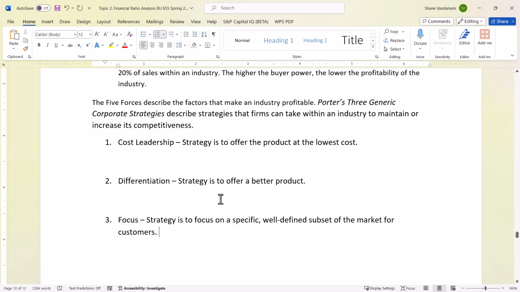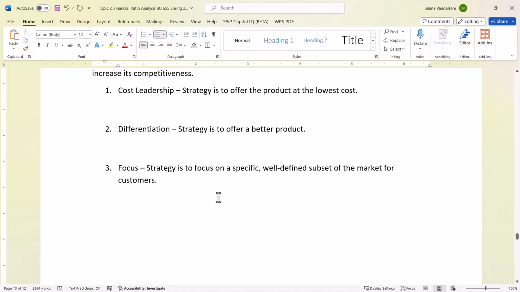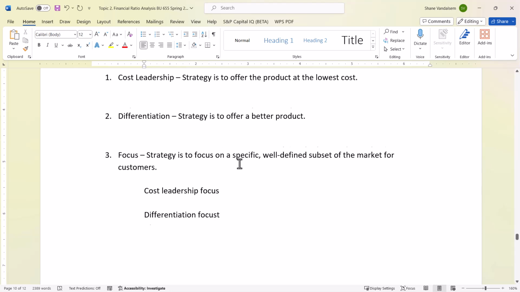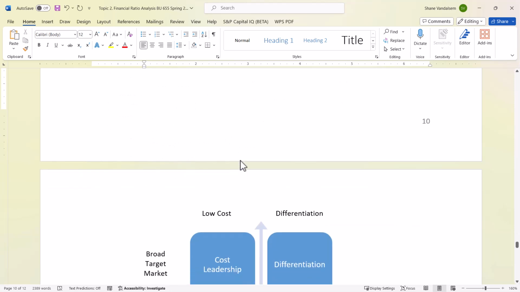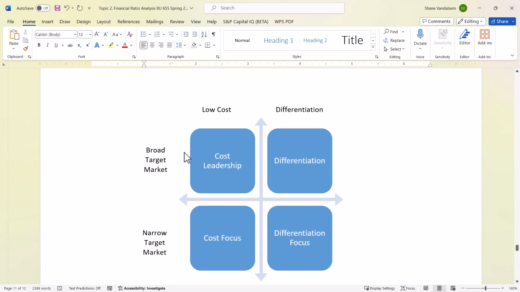Okay. So there is both a cost leadership focus and also a differentiation focus when we talk about focus. And down below I've got a little graphic here that shows kind of how this works.